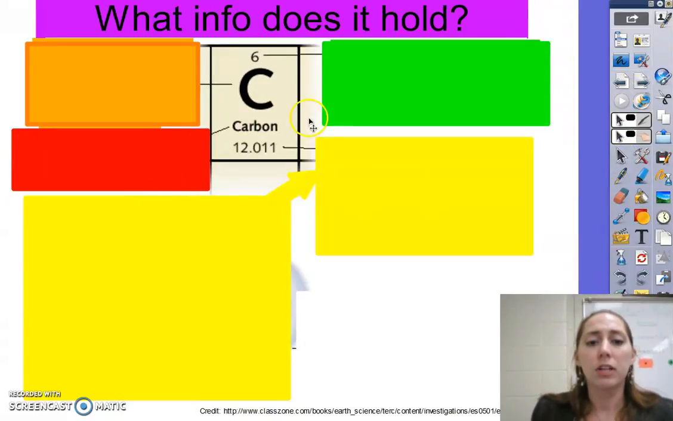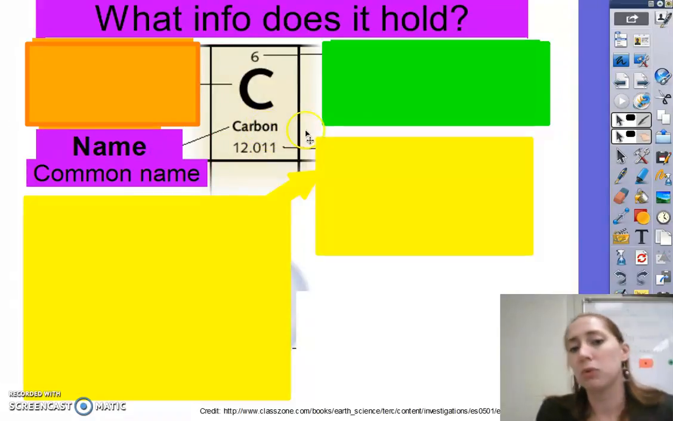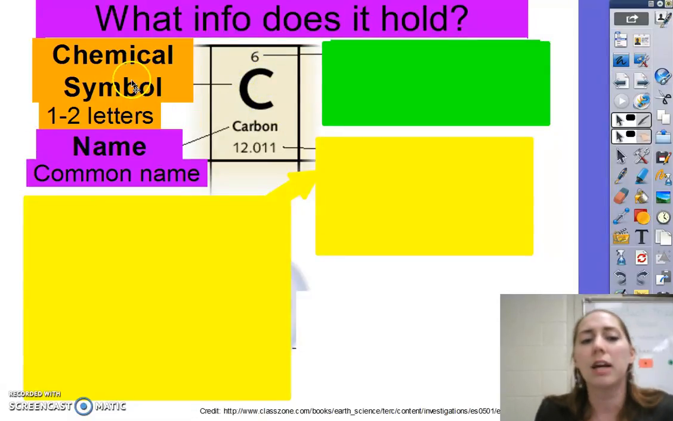So first off, you've got the element name here. So carbon, the common name, is what we hear things as. Then we've got this big letter on the side. That's called our chemical symbol. It's 1 to 2 letters. The first letter will be capitalized, and if there's a second letter, it'll be lowercase.